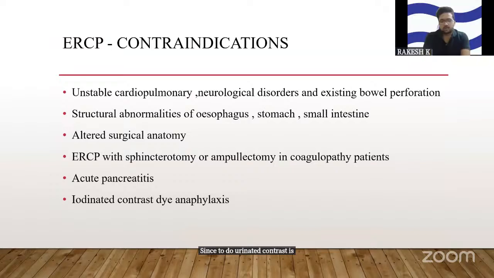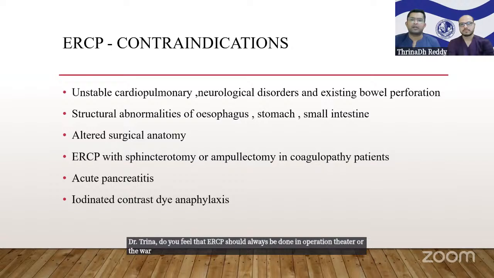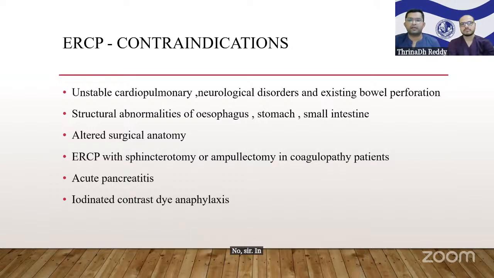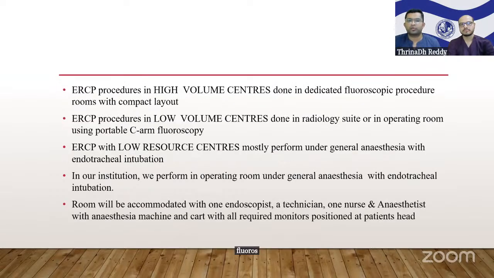Okay. Dr. Trinath, do you feel that ERCP should always be done in the operation theater or the OR? No, sir. In high volume centers, the ERCP is mostly done in fluoroscopic procedure rooms with compact layout. In low volume centers, it is done in the radiology suite or in the operating room using portable C-arm fluoroscopy. In low resource centers, mostly performed under general anesthesia with endotracheal intubation. In our institution, we perform in the operating room under general anesthesia with endotracheal intubation.